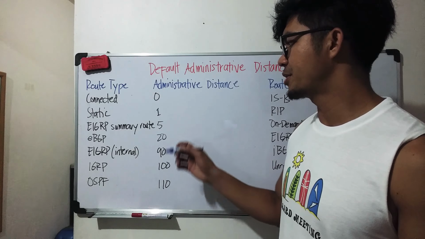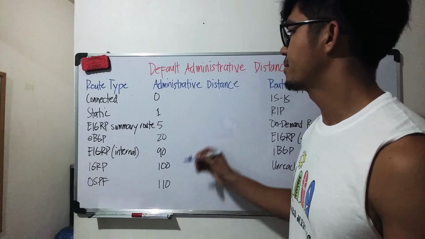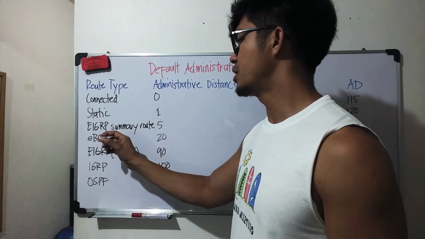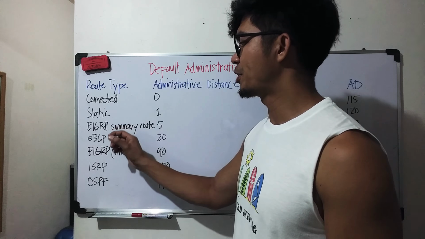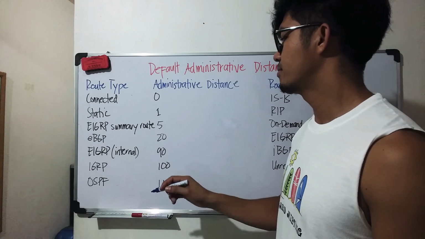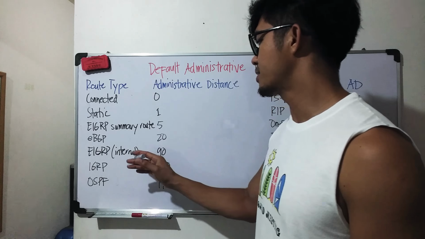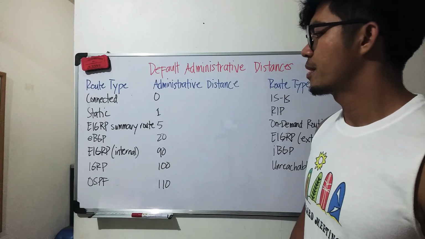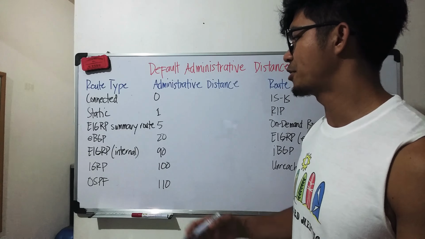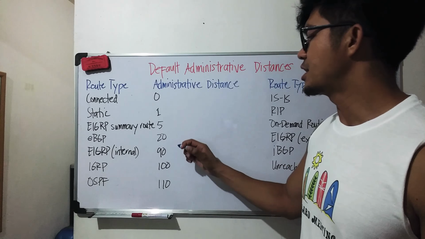And EIGRP summary routes have an AD of 5. EBGP, which stands for External Border Gateway Protocol, has an AD of 20. And EIGRP, this is the more common route that you would encounter if you are dealing with EIGRP. It has an AD of 90.